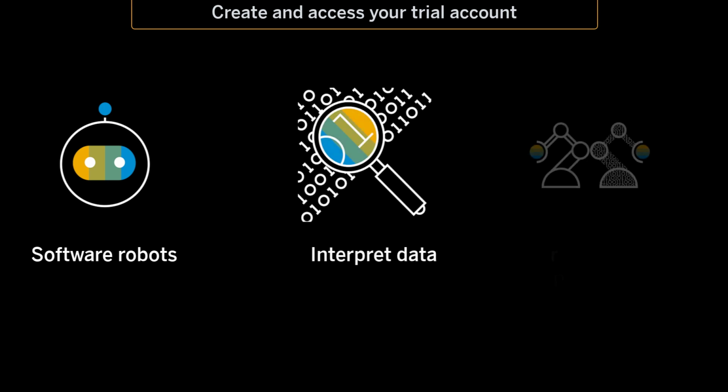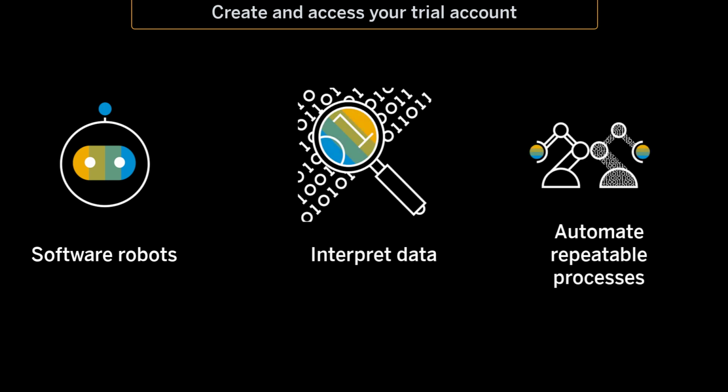SAP Intelligent Robotic Process Automation lets you automate repeatable business processes. In this tutorial, you will learn how to start a free trial account using the SAP Cloud Platform.